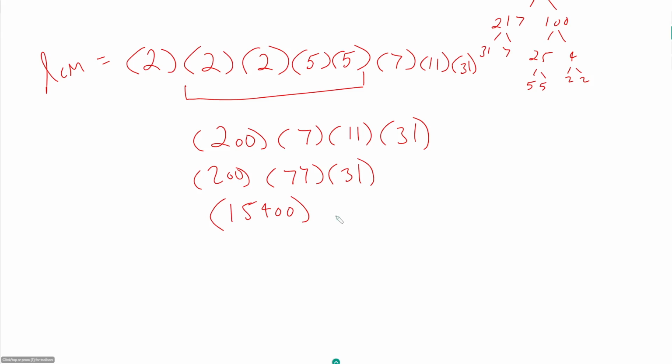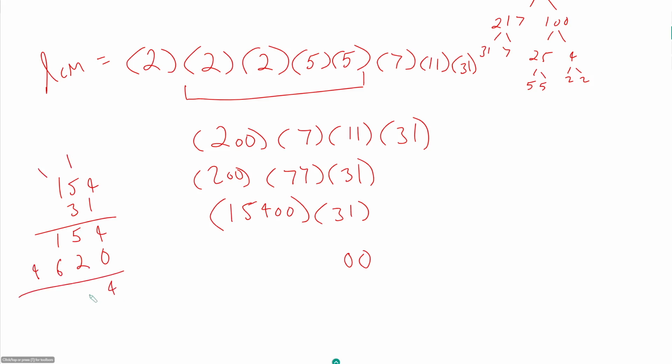So 200 times 77 should be 15,400 times 31. That should just be 154 times 31 with 2 zeros tacked on. What's 154 times 31? 4, 5, 1, 12, 16. So this is our final number, 477,400. So let's take a look now at how they might actually test this on the GMAT.